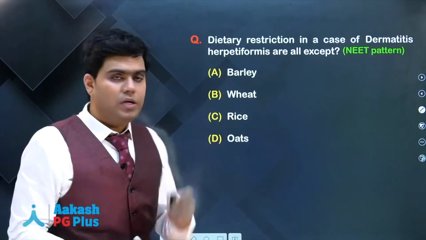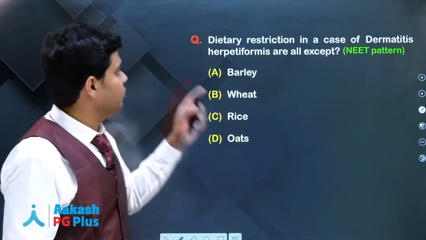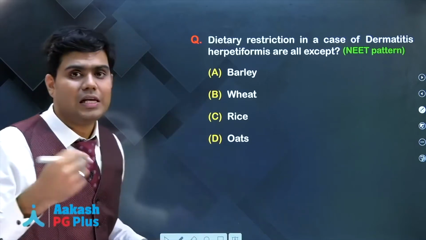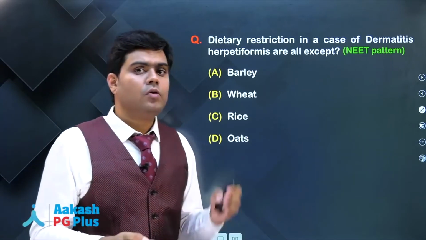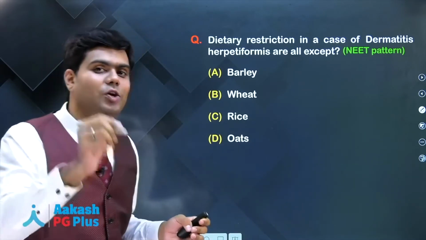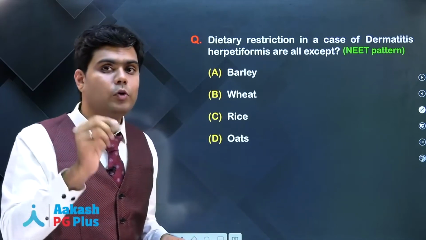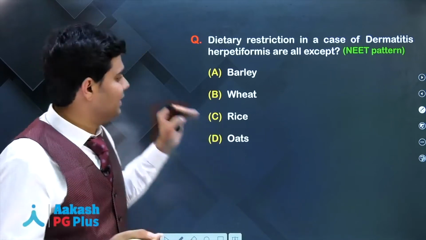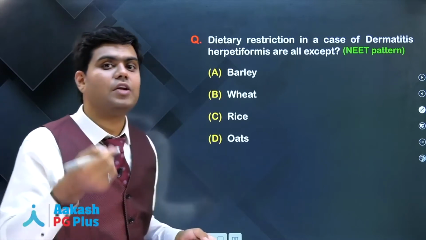So let us discuss a question. The question is about diet. Dietary restriction in a case of dermatitis herpetiformis are all except. So what diet will you give and what diet will we not give? We have learned that gluten enteropathy is associated with dermatitis herpetiformis. So we will give a gluten free diet. So is it barley, is it wheat, is it rice or is it oats? What will you restrict and what can you give?